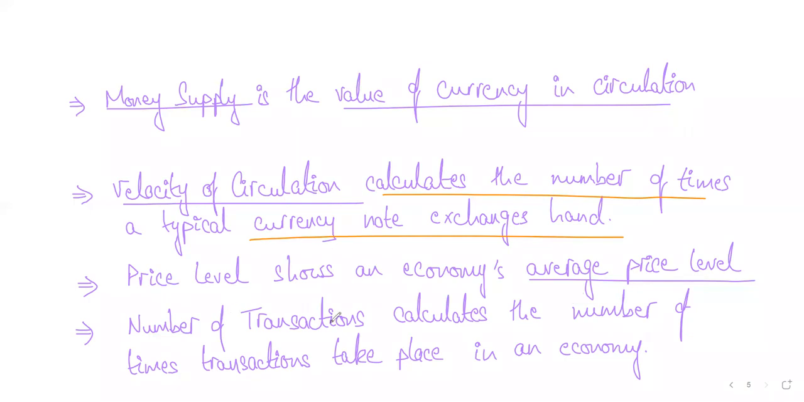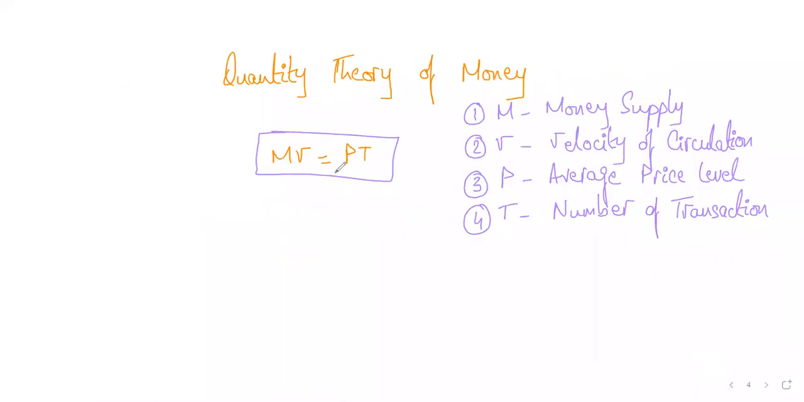And the number of transactions is telling you how many transactions take place in an economy during that time period, right? So students, have a look at this. Let me give you an example that will make things a little more clear, right? Price level accounts for inflation. So price level is not directly calculating inflation, it accounts for inflation.